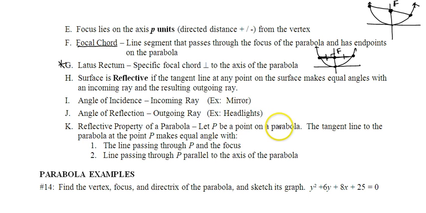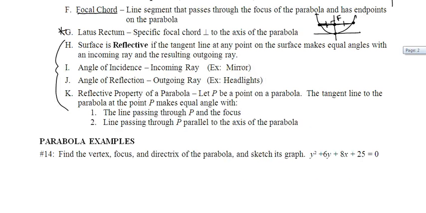Let P be a point on a parabola. The tangent line to the parabola at the point P makes equal angles with the line passing through P and the focus, and the line passing through P parallel to the axis of the parabola. Again, I don't think you need to have any of these things for your homework. So a couple of parabola examples though.